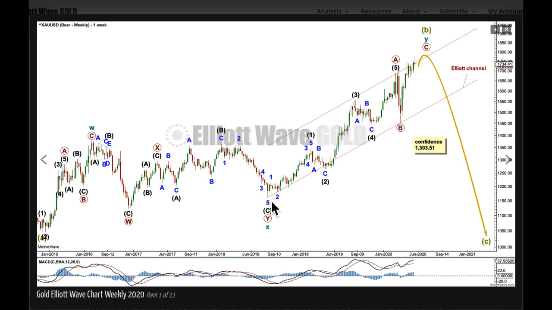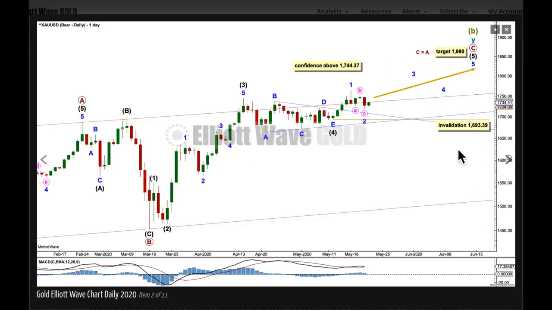Okay, let's move on to looking to see if the C wave within the zigzag for wave Y of supercycle B is nearing completion. Let's take a look at this at a lower time frame. Now we'll look at the daily chart with the end of primary A here is this point up here. Here's primary wave B, and now we're looking at the structure of primary wave C.